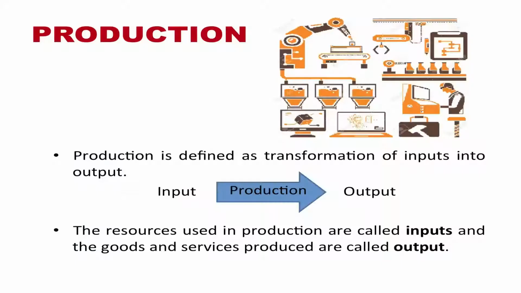Let us first understand the concept of a production function. Production is defined as the transformation of inputs into output. The resources used in production are called inputs and the goods and services produced are called output.